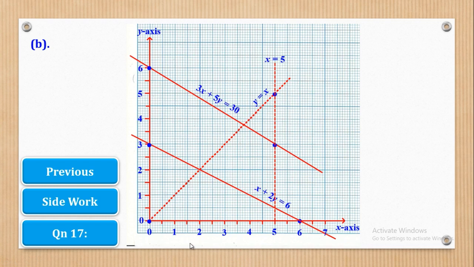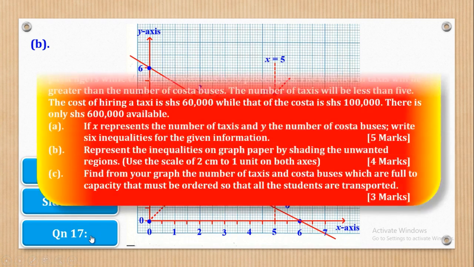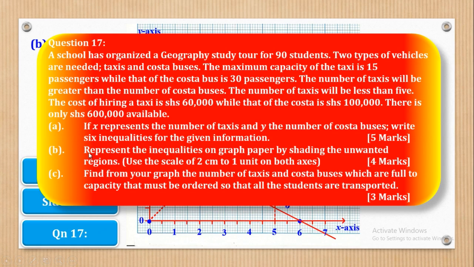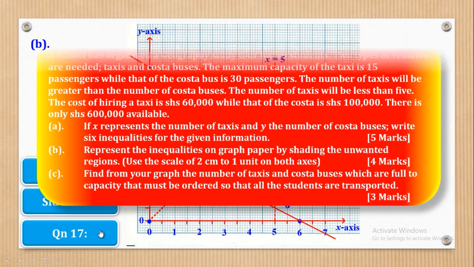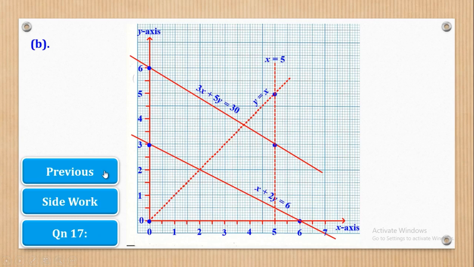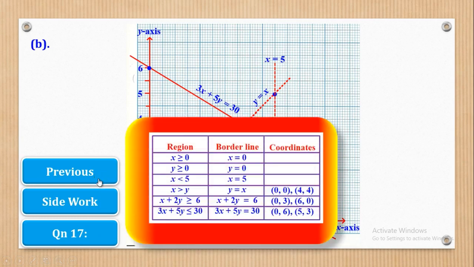Okay, so those are the lines, and I believe that was your part B, where they wanted you to represent the inequalities on the paper by shading. They also wanted you to shade the unwanted region. So let's start shading the unwanted regions. First of all, we are going to start by shading this x is greater than or equal to 0.